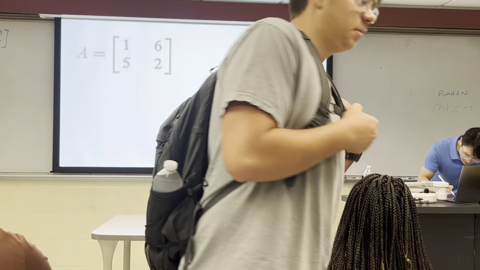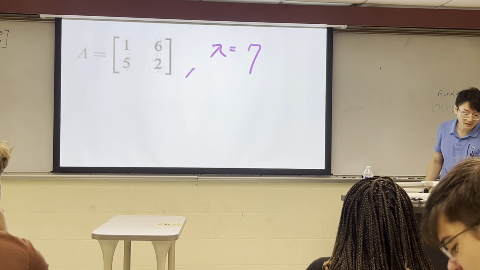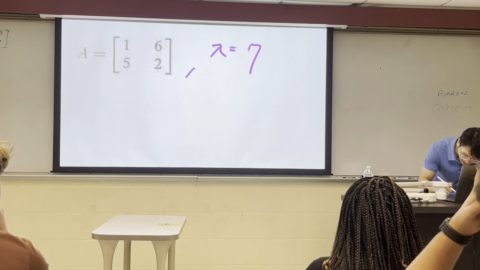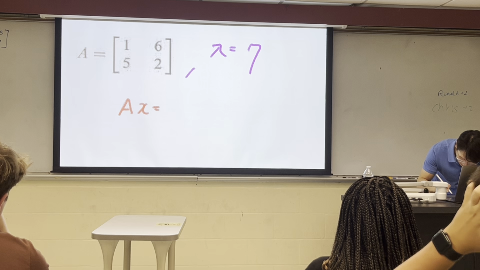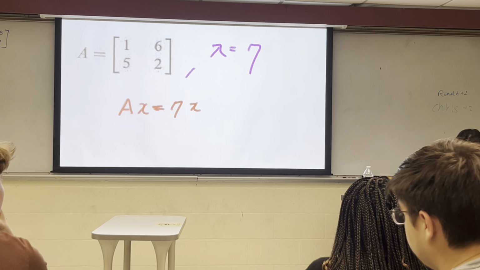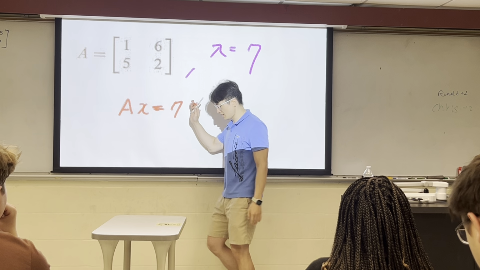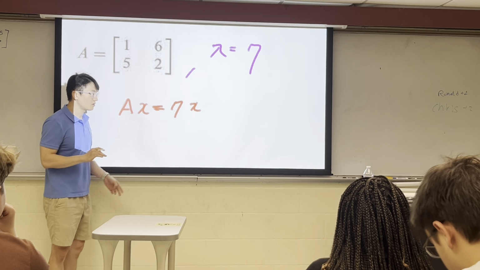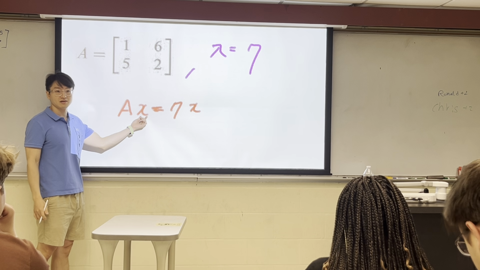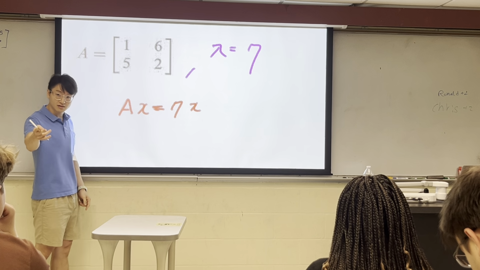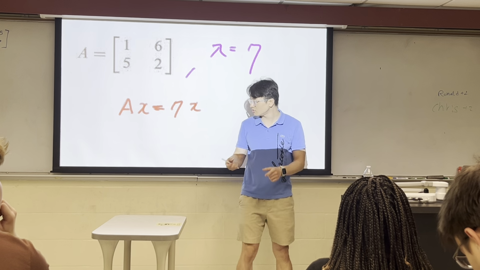The problem says you're going to have another lambda that is 7. And by the definition of eigenvalue and eigenvector, you have this. X is not a scalar, not a number. It is a vector. What size? It's a vector, 2 by 1, because we have 2 by 2 for A.